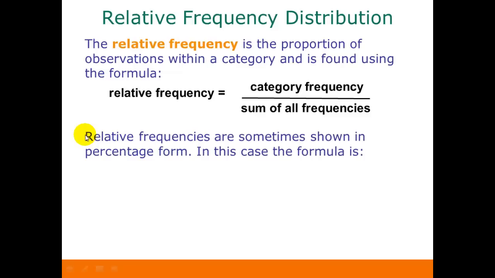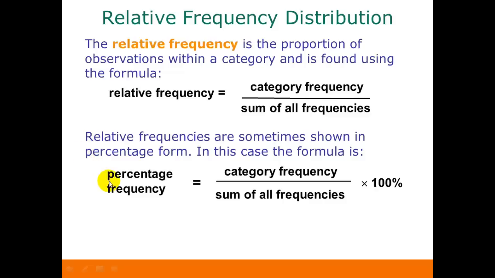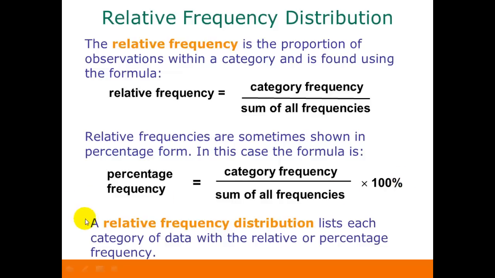Sometimes we want to represent relative frequencies in percentage form. So in this case, the formula is the same. So we take the category frequency and divide by the total number of observations. And then to get the percentage form, we just multiply that by 100%. So a relative frequency distribution lists each category of data and then gives the relative or the percentage frequency instead of the count.